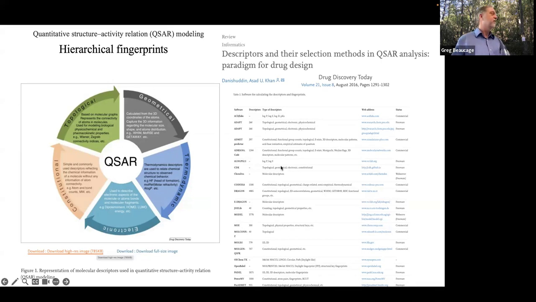This is like a list of papers and what program they use, I think. Anyway, there's a lot to this. That's the point.